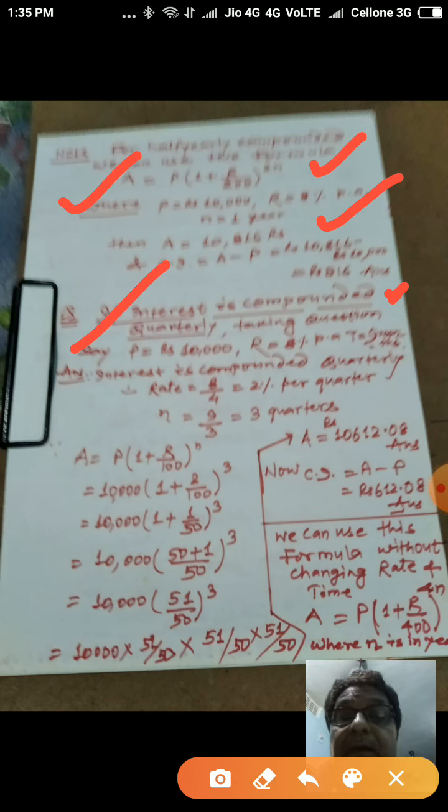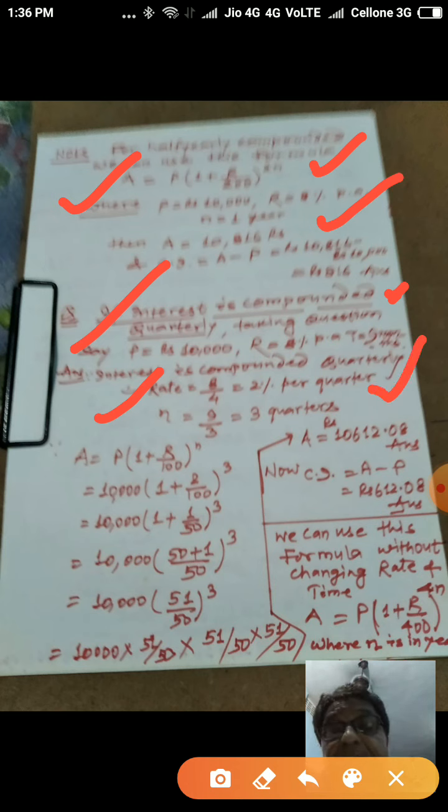So now see, new rate is equal to 8 by 4. Here you will divide the rate by 4 because you are calculating for 1/4 of a year. Just remember, when interest was compounded half yearly, you divided the rate by 2 to make half. Here to make quarter, you have to divide the rate by 4. So it will be 2% per quarter.